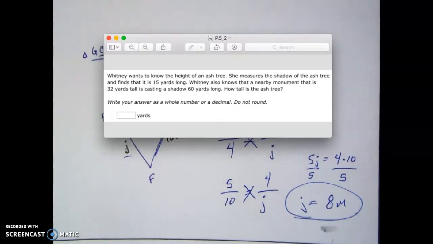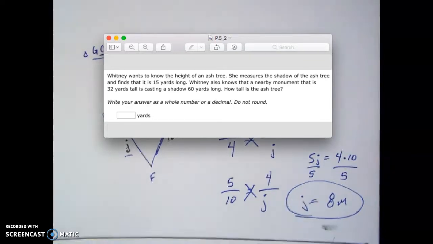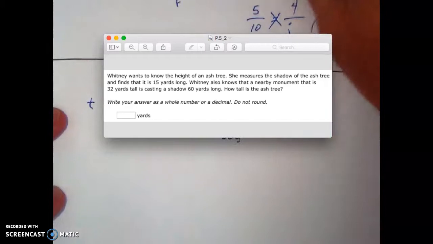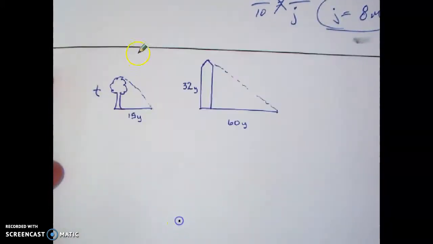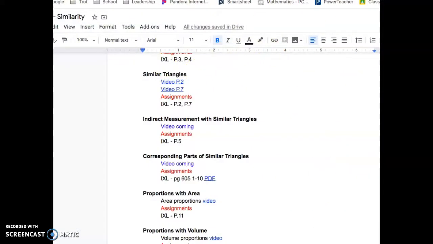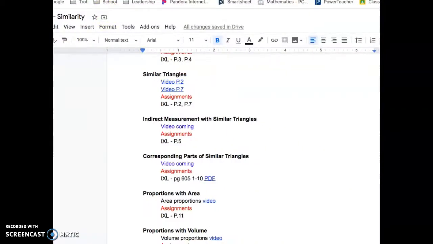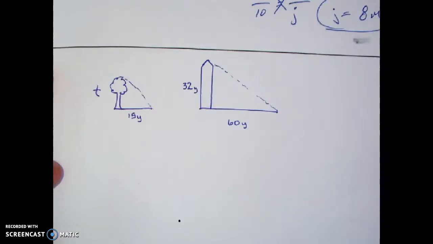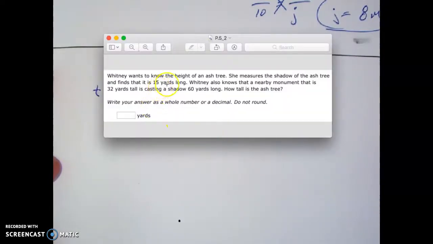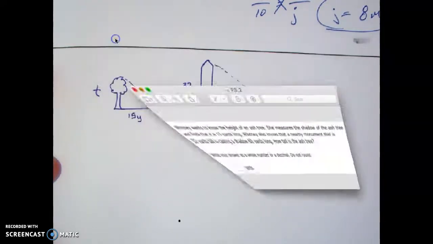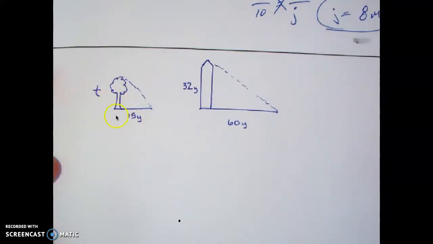So we should be drawing ourselves a picture. I'm going to draw a tree and I'm going to draw a monument. And then I'm going to label everything that I know. I know that the tree has a shadow of 15 yards and the monument is 32 yards tall and has a shadow of 60. So here's the tree. We're looking for the tree's height. We know the shadow's 15, and then we have the monument is 32 yards tall. We know it has a shadow of 60.